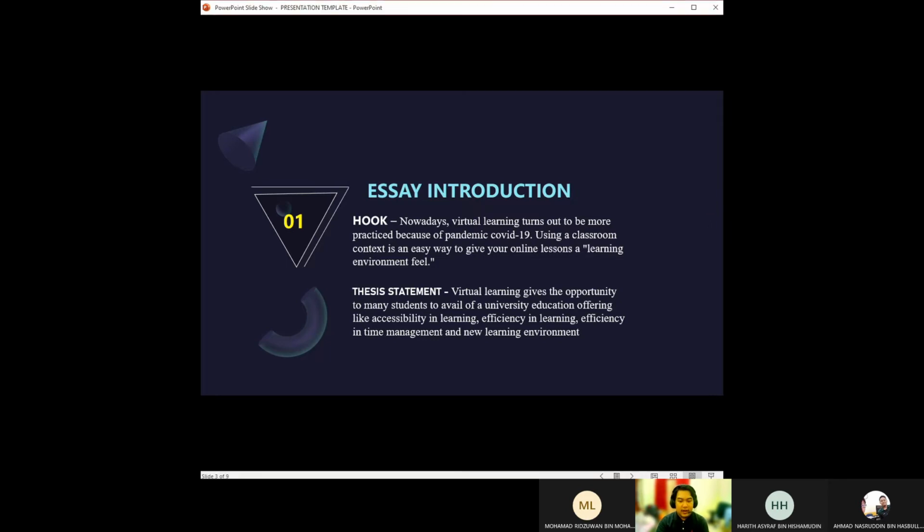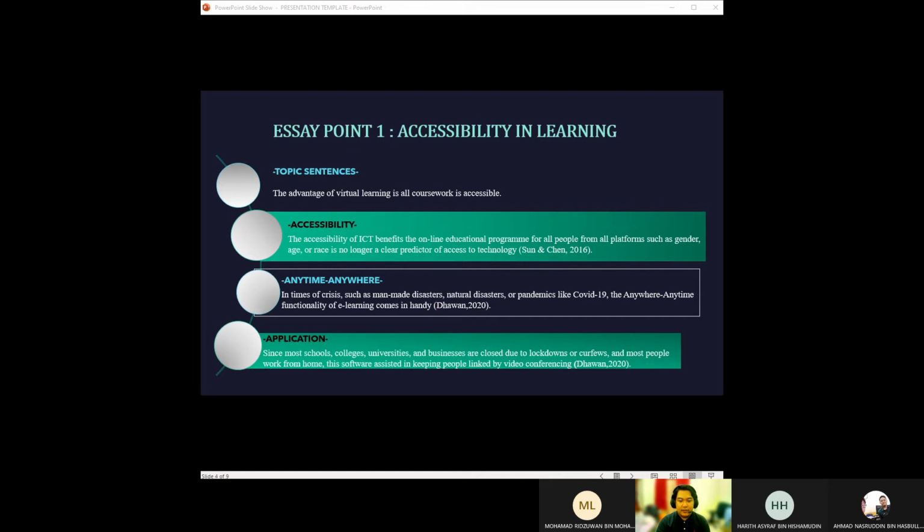Now, I will continue with my first point on this essay. The first point of the advantages of virtual learning is accessibility in learning. As for the first in-text citation, taken from Sun and Chen in 2016, it stated that the accessibility of ICT benefits online educational programs for all people from all backgrounds, such as gender, age, or race, which is no longer a clear predictor of access to technology.